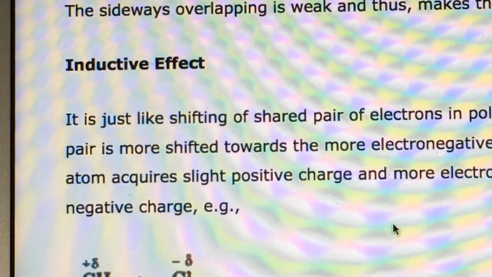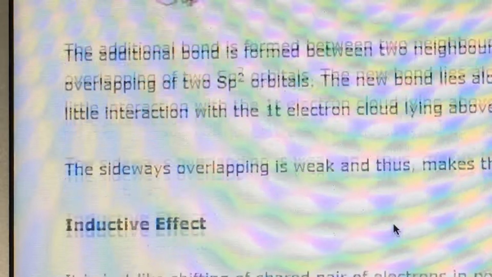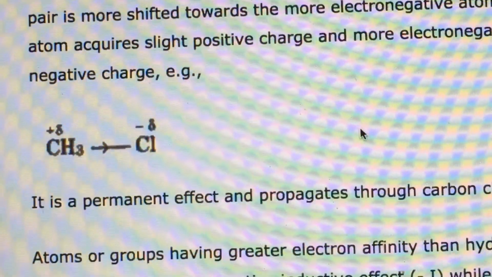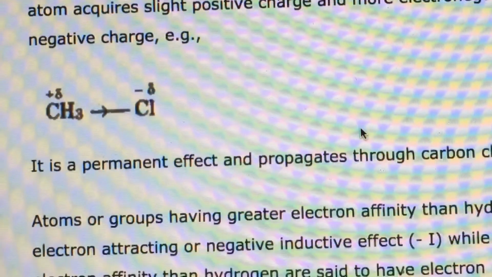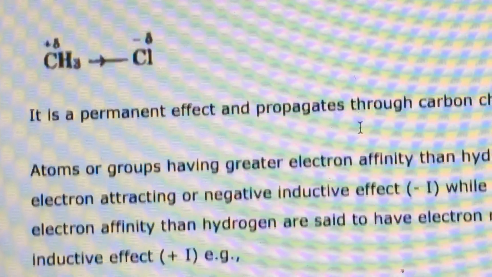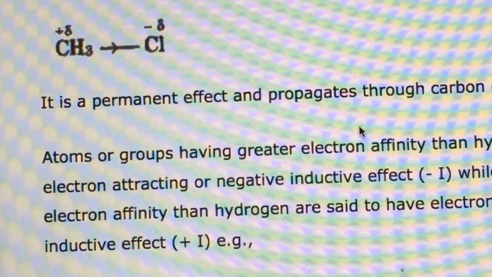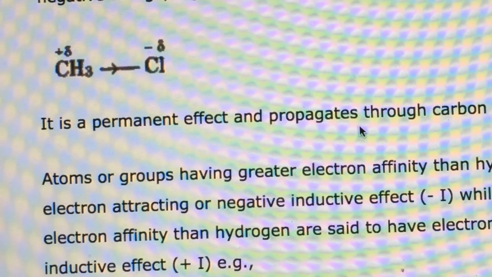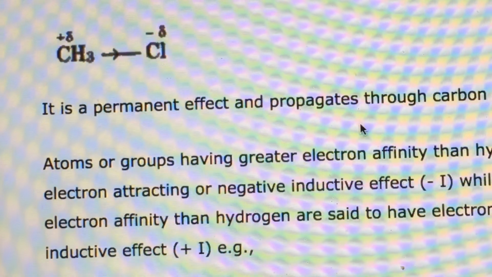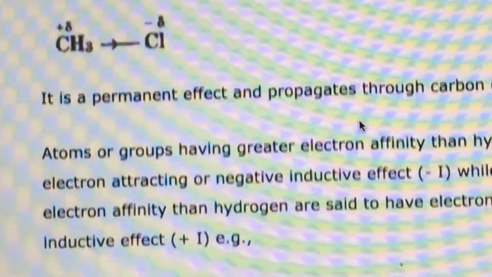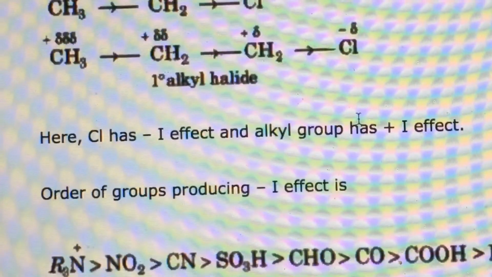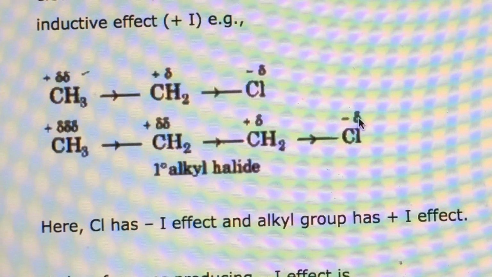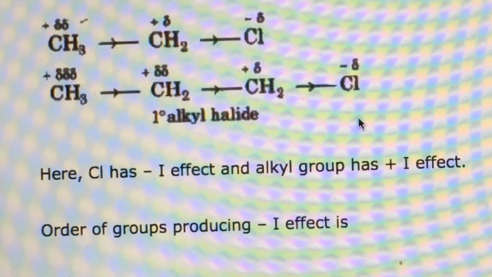Very quickly we scan this. This inductive effect is just like shifting a shared pair of electrons in polar covalent molecules. Shared pair is more shifted towards the more electronegative atom. Less electronegative atom acquires slight positive charge. If you look at CH3Cl, the Cl is getting minus delta and CH3 is getting plus charge. Mind you, it is a permanent effect and propagates through carbon chain. And if you carefully look at this chloroethane, this is significant on first carbon and less significant on second carbon. So it dies away beyond 3.